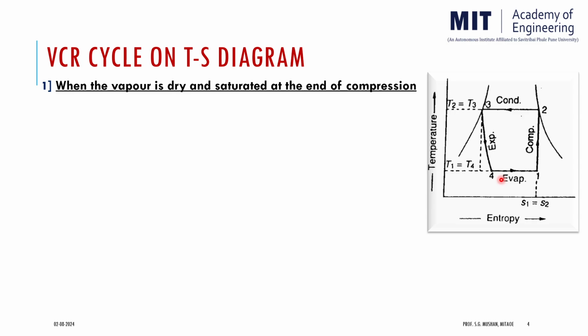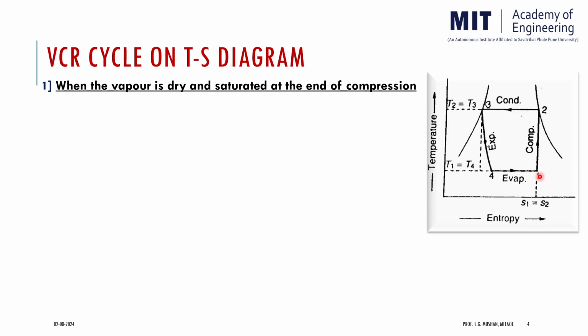And once the entire expansion process takes place, here we can observe that the saturated liquid state has been converted into the mixture state. At this point, it will enter the evaporator chamber, where it will absorb all the heat present in that chamber. During this absorption, the phase change takes place from mixture state to the initial state, that is point number 1. So 4 to 1 indicates the evaporation process.